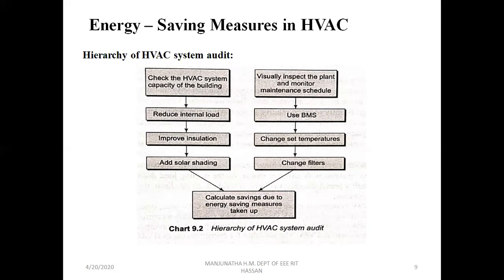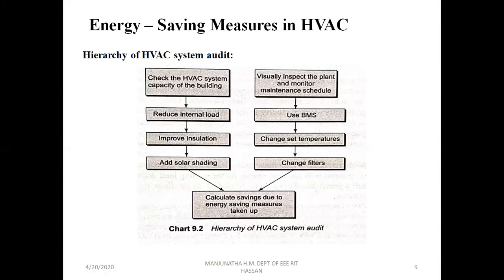So these are some of the hierarchy of an HVAC system energy audit. First, we should check the HVAC system capacity of the building. Sometimes what happens is, by observing the buildings we install the HVAC system, but actually the capacity of the HVAC system is not required for that building.